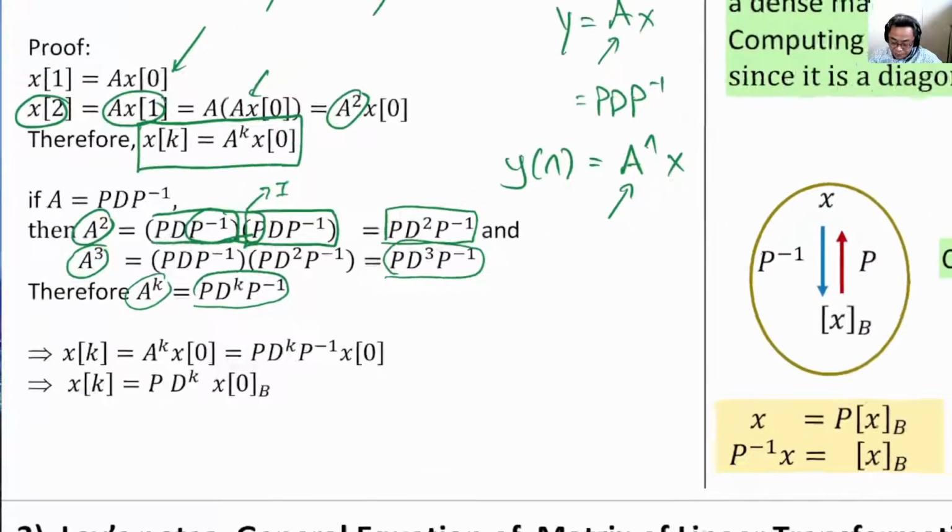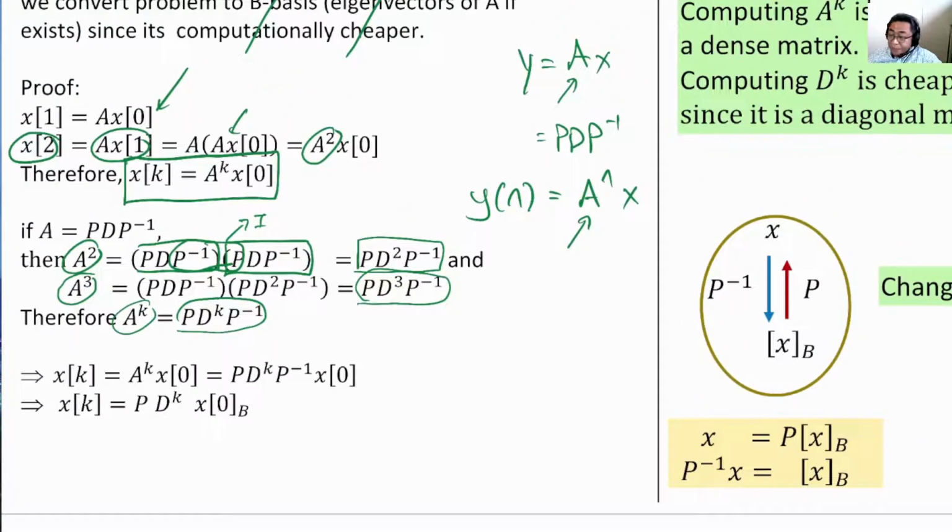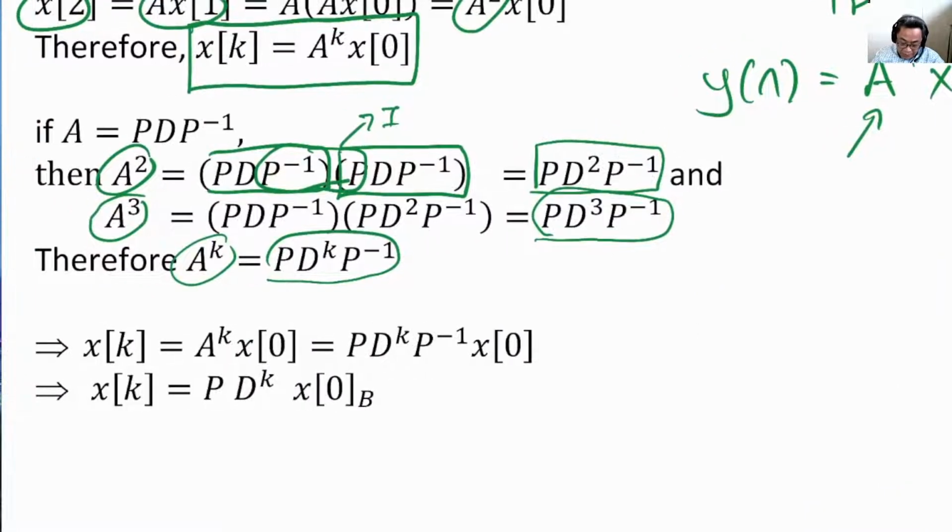Alright. Now, when we have this form, then to calculate x_k for very large k is a very cheap operation. We're not going to multiply A k times. Instead, what we're going to do is this. We have P multiplied by D^k, and D^k is very cheap because D is diagonal. Now we have P^-1 times x_0.